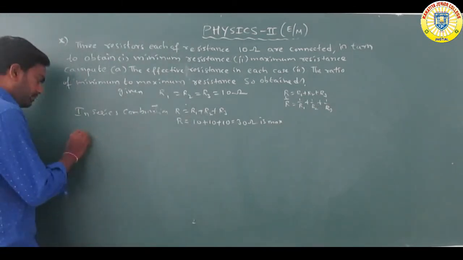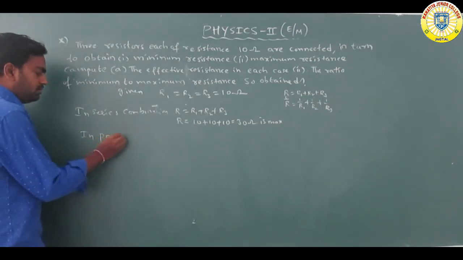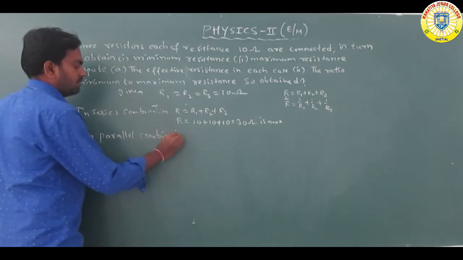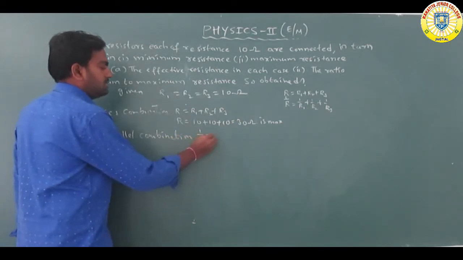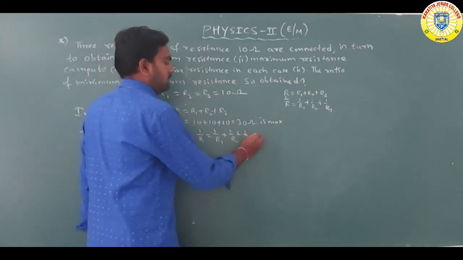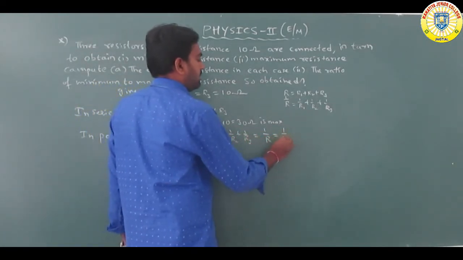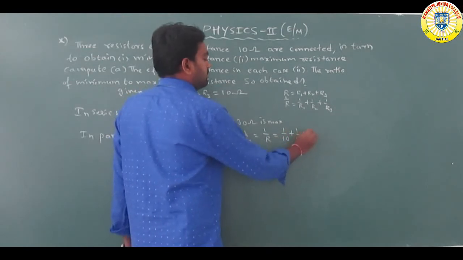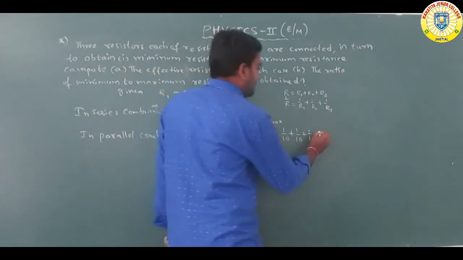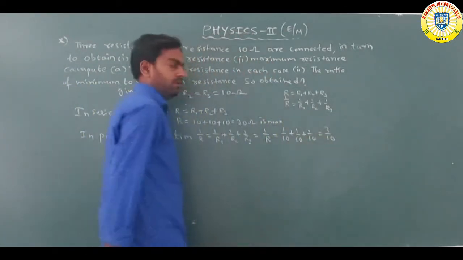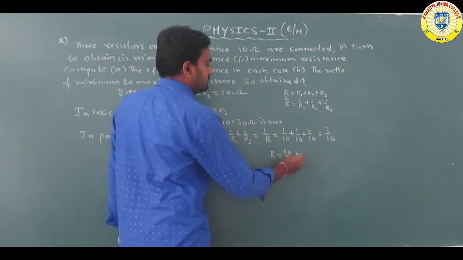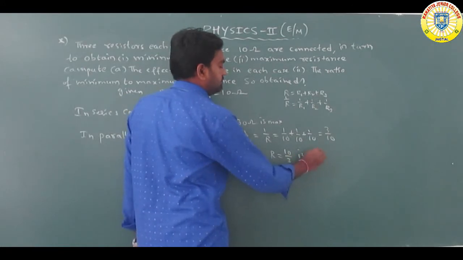Next, the parallel combination. 1 by R is equal to 1 by R1 plus 1 by R2 plus 1 by R3, that is 1 by R is equal to 1 by 10 plus 1 by 10 plus 1 by 10, connected in parallel. So that is 3 by 10. So 1 by R is equal to 3 by 10, R is equal to 10 by 3 ohms. So this is the minimum.